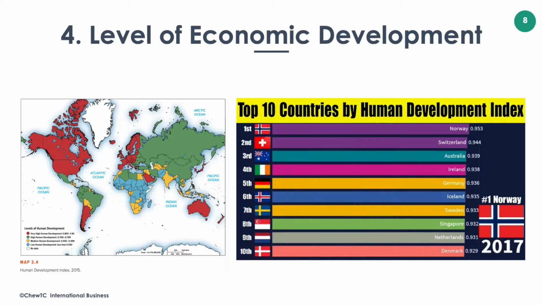The image on the right shows us the top 10 countries by Human Development Index in 2017. So we can see that these top countries rank number 1 Norway, number 2 Switzerland, and number 3 Australia. These three countries basically have a democratic system in terms of polity, and also they have a very free market system which enables them to have high economic development, not only in terms of economy but also Human Development Index.